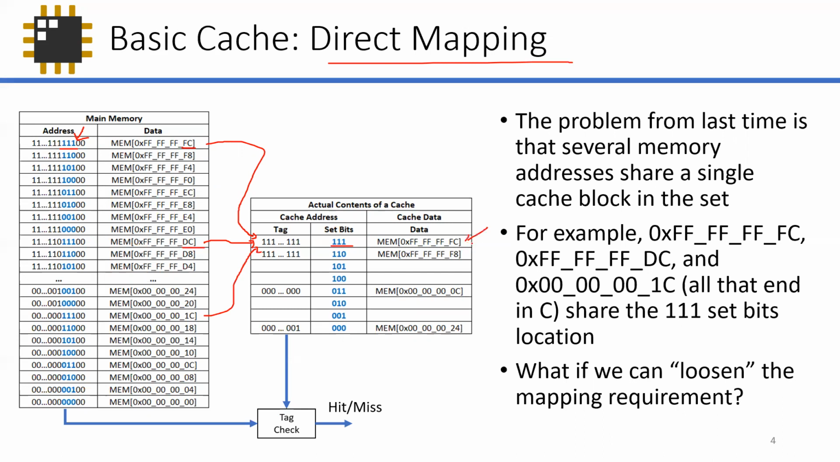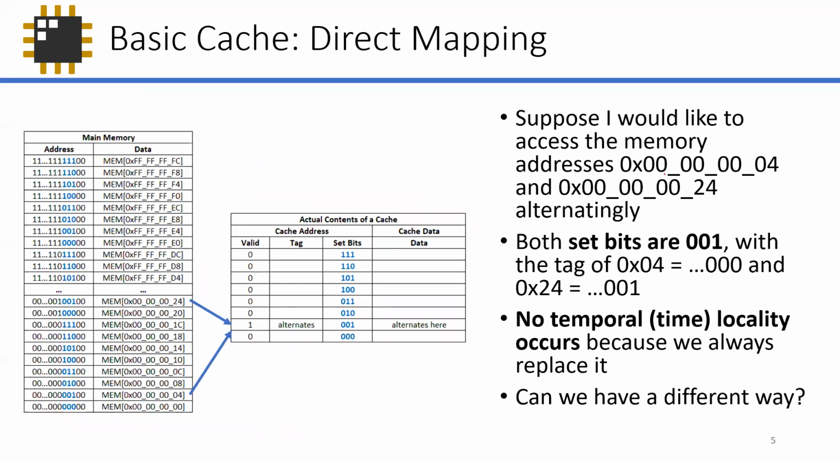So the tendency is that you'll be replacing that memory location every now and then. Okay. So here's a better example, right? Suppose you would like to access the memory address 04 and 24. So it's this one over here and this one down here, right? If you look at the set bits, they are both 0001.